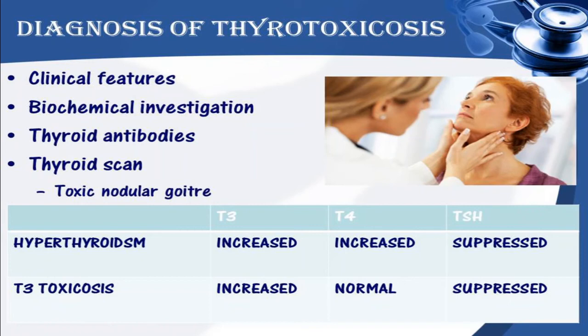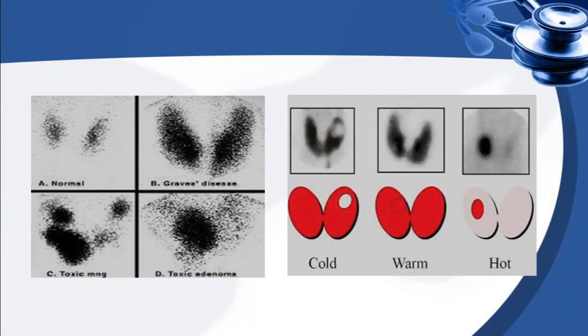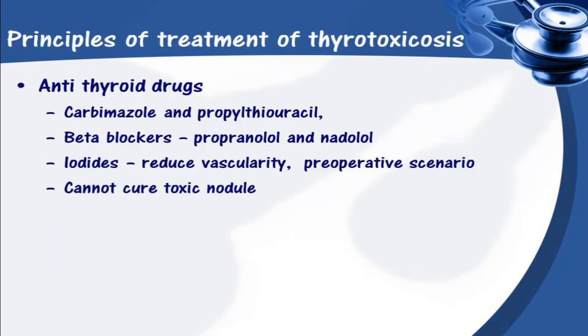So, based on the T3, T4, and TSH system, the difference would be in T4, where in hypothyroidism T4 is decreased, whereas in thyrotoxicosis T4 is increased. So, these are the thyroid scan pictures in each condition, like this is for normal, this is for Graves' disease, toxic multinodular goiter, and toxic adenomas.